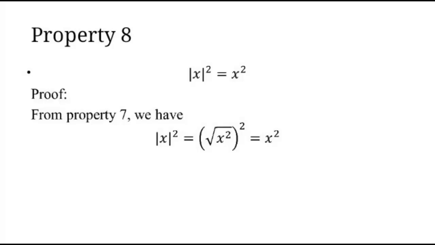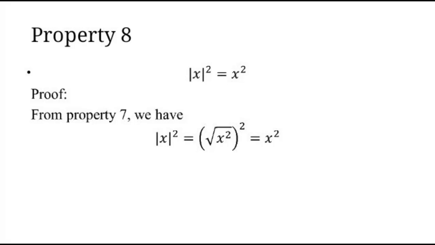Property 8. The absolute value of x squared is equal to x squared. This property says that if you square any number, positive or negative, its result is always non-negative. The absolute value of that result is simply the number itself, because squares cannot be negative. So taking the absolute value after squaring does nothing. You'll just get the square back.